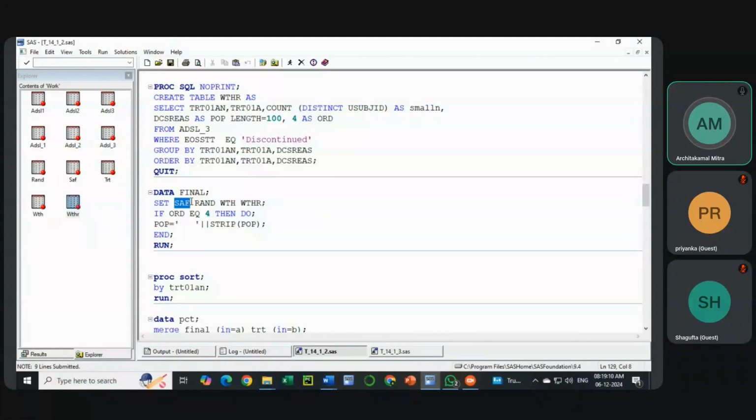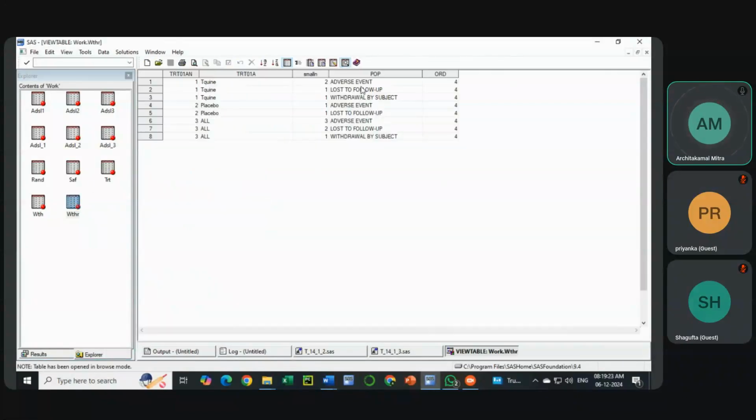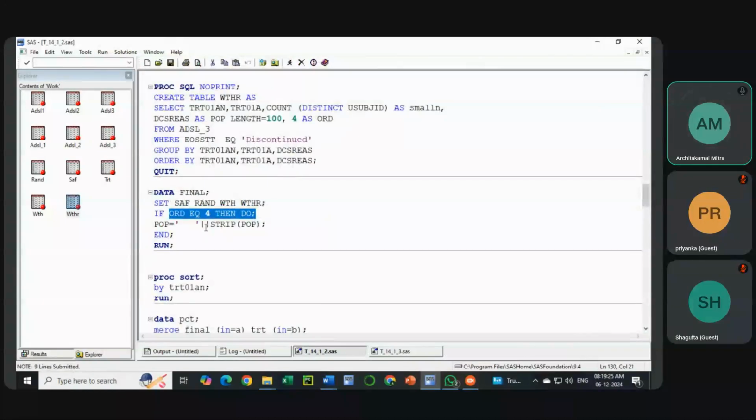So what we are doing is safety, randomization, withdrawal reason. Now see, withdrawal reason is what? 4, it was the order. So see, if order equal to 4, then do pop equal to. Pop is 1. If you see withdrawal reason, this is the pop. Pop equal to what? We give up space and then we do this.